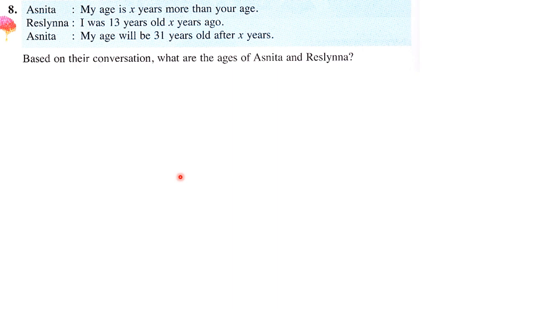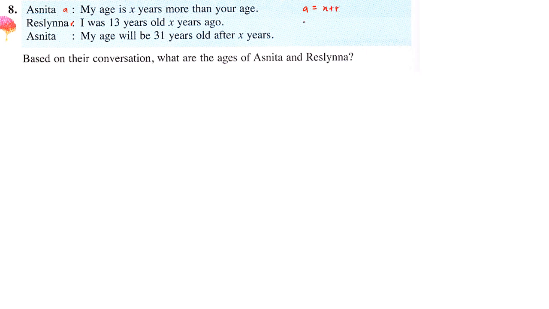Okay, Asnita, so let's take a look here. Asnita says that my age is X years more than your age. Your age refers to Raslina because she's talking to Raslina. Okay, so let's say Asnita's age be A and Raslina be R. So my age, which is A, is X years more than your age, which is R.